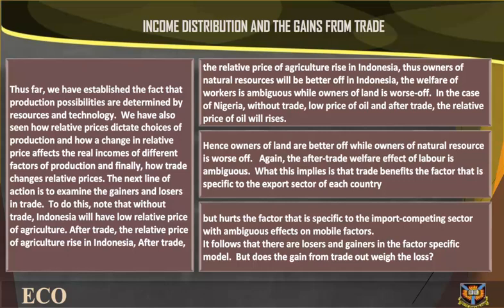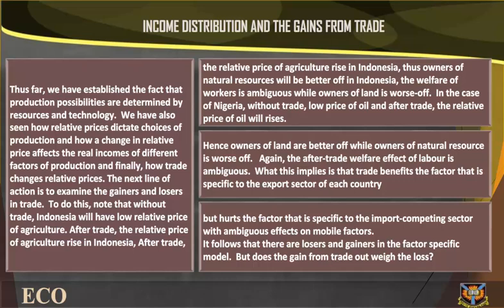To do this, note that without trade, Indonesia will have a low relative price of agriculture. After trade, the relative price of agriculture rises in Indonesia. Thus, owners of natural resources will be better off in Indonesia. The welfare of workers is ambiguous, while owners of land are worse off. In the case of Nigeria, without trade, there is a low price of oil, and after trade, the relative price of oil will rise. Hence, owners of land are better off, while owners of natural resources are worse off. Again, the after-trade welfare effect on labor is ambiguous.